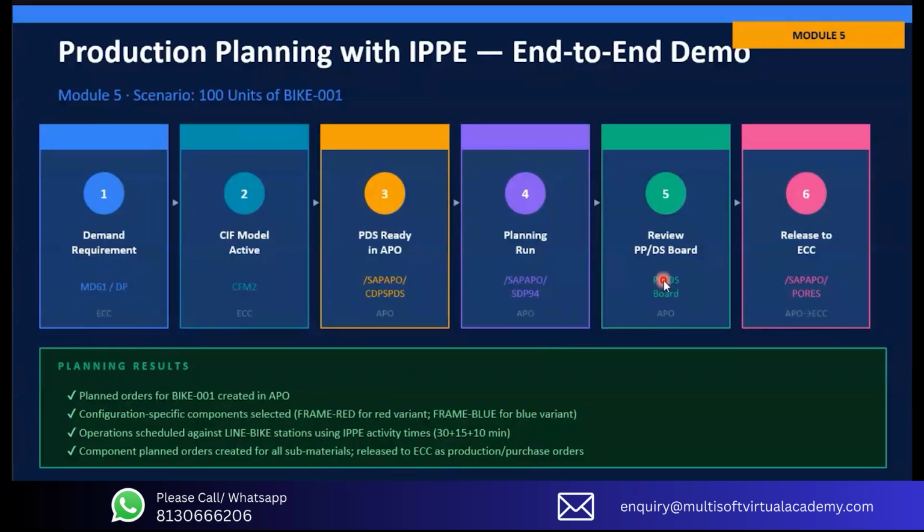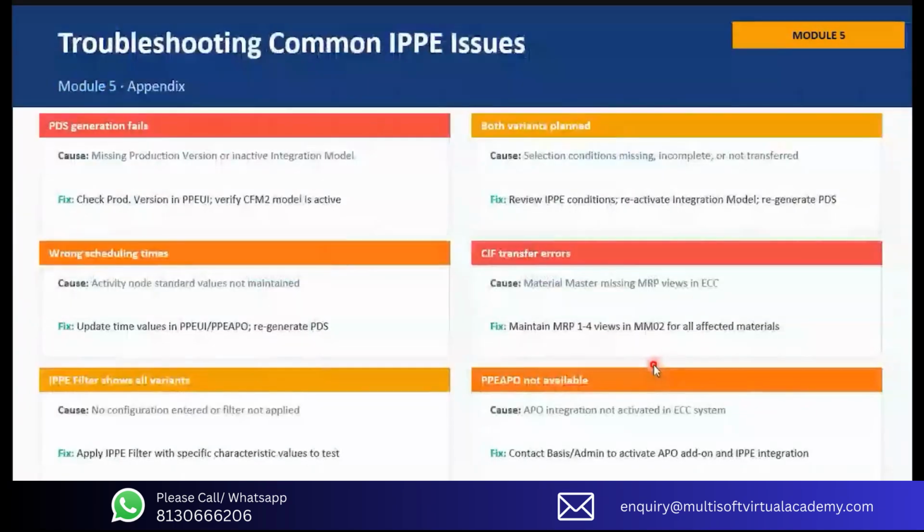Components also, component planned orders for all submaterials. But this is in ECC, and we do this in S4 HANA. We get the system and then we execute. I'll share the exercises and then one end-to-end scenario which we will be doing. Yeah, this is the troubleshooting common. Generally, what are the issues we are having?